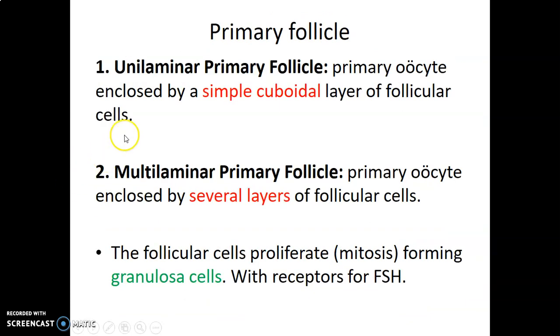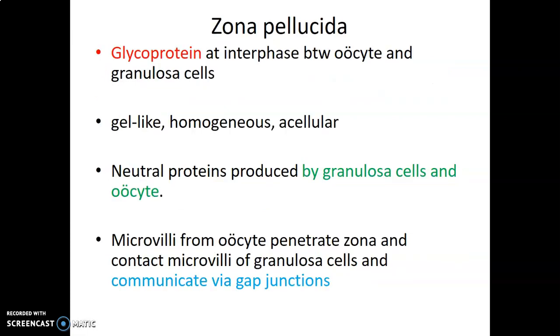So we have two types of primary follicle: the unilaminar, that has one layer, simple cuboidal epithelium of the follicular cells. Then we have multilaminar primary follicles, which is a primary oocyte enclosed by several layers of follicular cells. So follicular cells proliferate by mitosis and form granulosa cells. These granulosa cells have receptors for follicle-stimulating hormone.